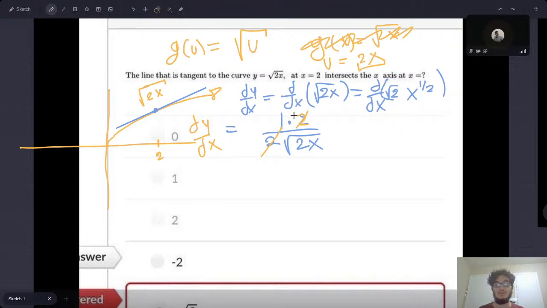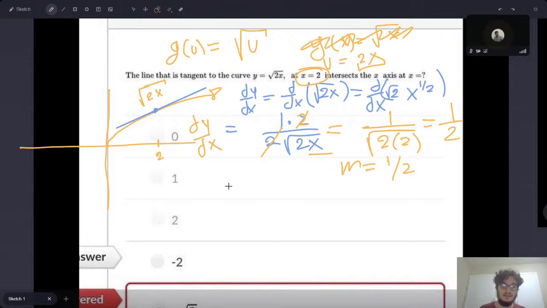Okay, and then what's going to be the slope? Well, the slope at x equals 2 is when the derivative has the x value, x equals 2. So 1 over the square root of 2 times 2, which is 4, right? So it's going to be 1 half. All right, that's going to be the slope m of the line. It's going to be a half.